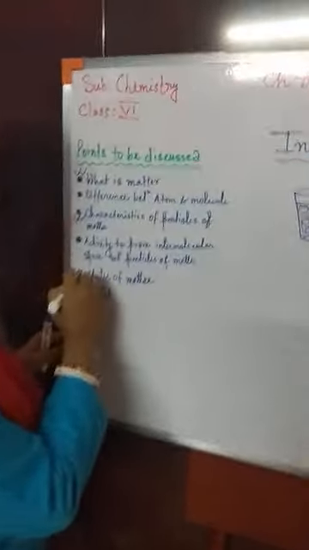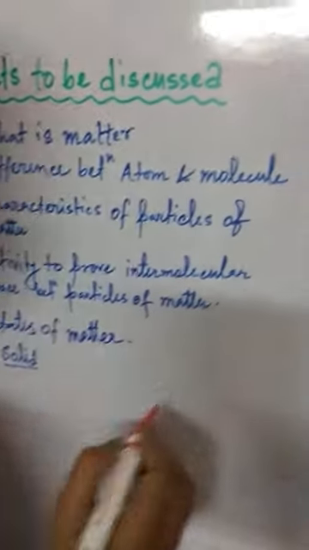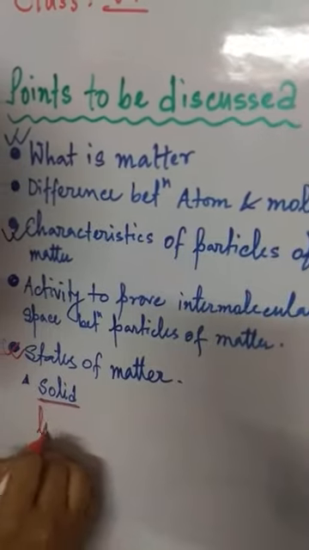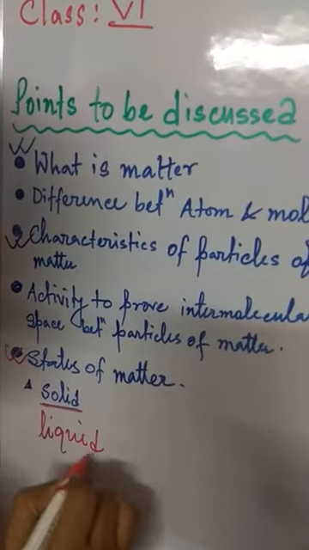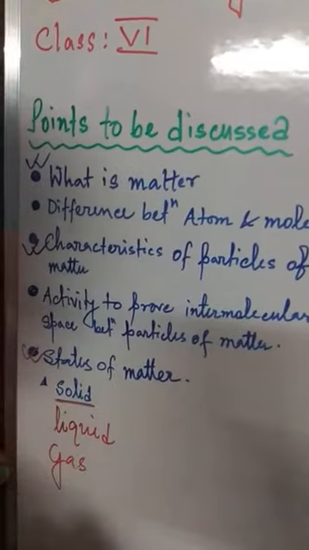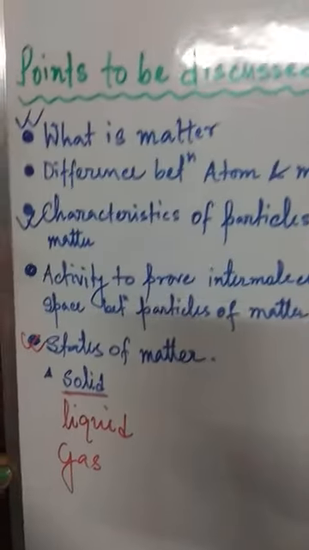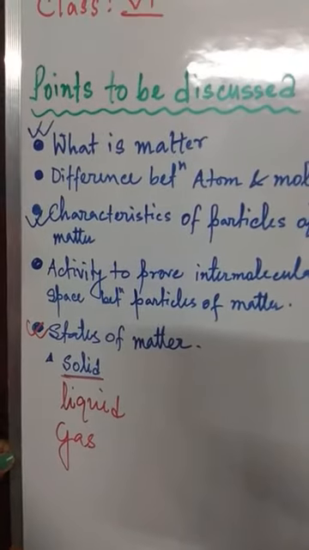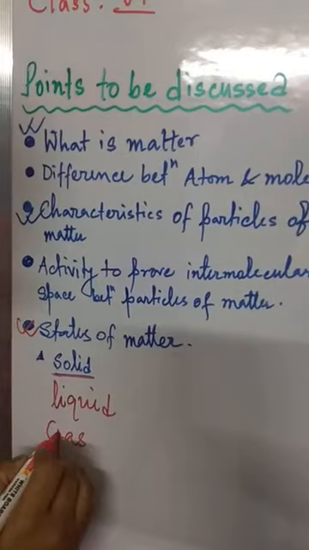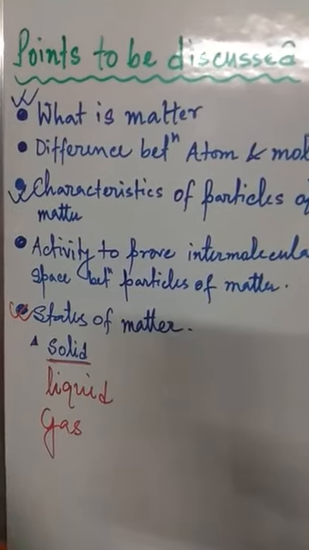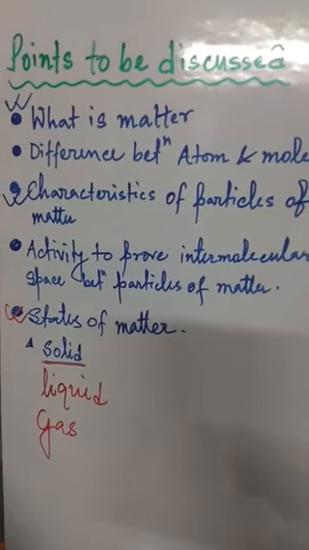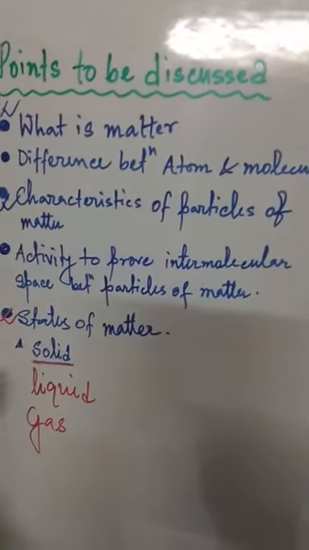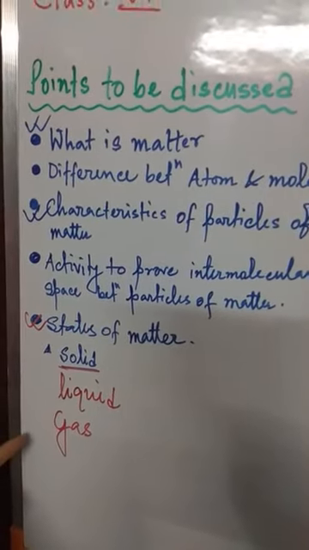Now come to the states of matter. There are generally three states of matter: solid, liquid and gas. Other than these three, there is a plasma state and one is Bose-Einstein condensate, but that is not our concern now. We will be discussing these three only. States of matter in detail we will do in our next class.